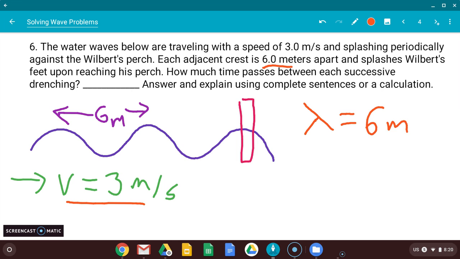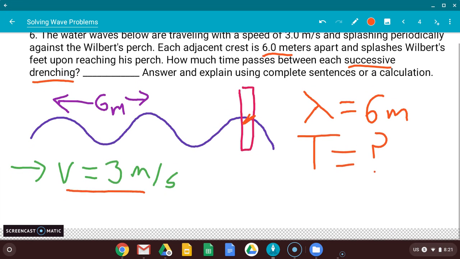How much time passes between each successive drenching? Now, again, this is not asking for a little t just because it says time. It says how much time is passing between successive drenchings. So that would be really asking me how long does it take to complete a cycle of the wave, successive drenchings, if he gets drenched every time a crest basically comes up, the perch right there, right? So I want to find a big T. And it says answer explained using complete sentences or a calculation. Well, it's the easiest to do with a calculation.